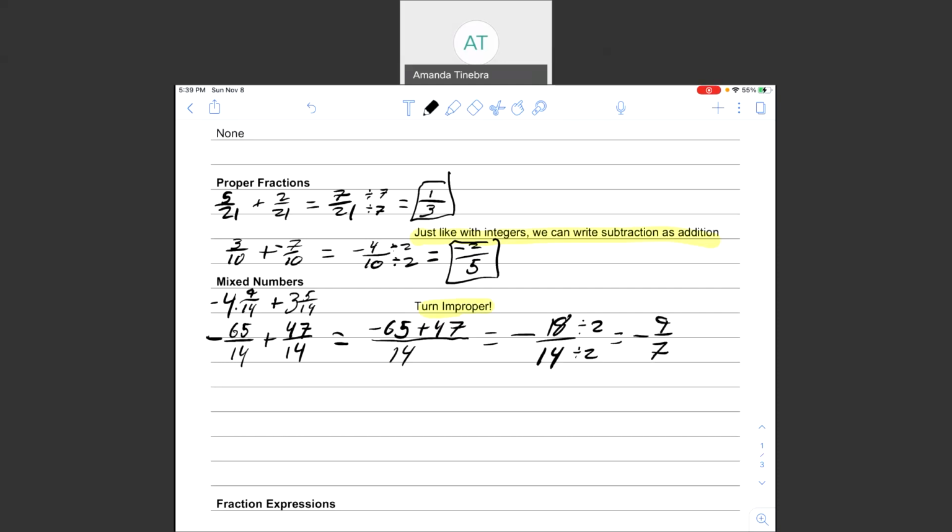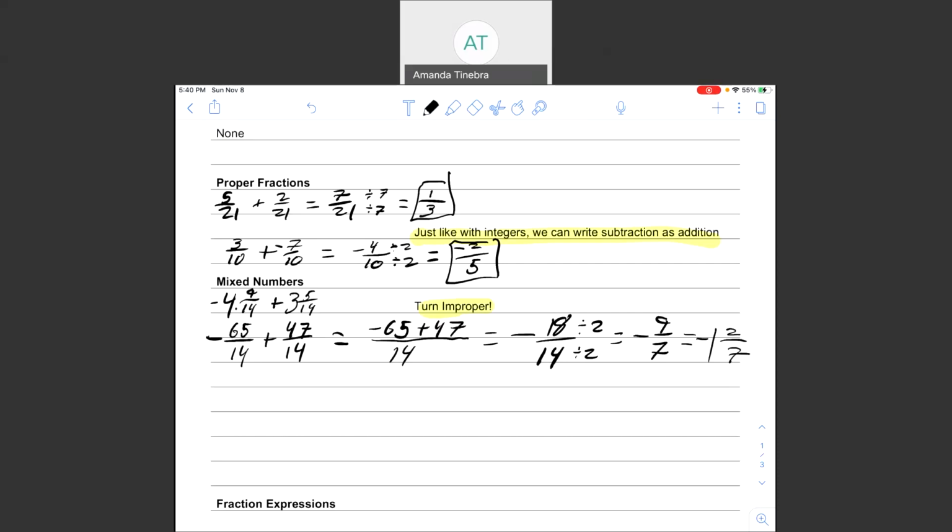Now, the other thing that I can do is, now that this is in simplified form, for my final step, turn this back into a mixed number. Right now, it's an improper fraction because 9 is bigger than 7. So this will be negative. 7 goes into 9 once, and there's 2 sevenths left over. So that is how we work with mixed numbers. Okay?